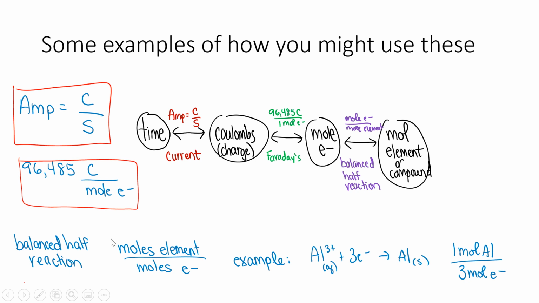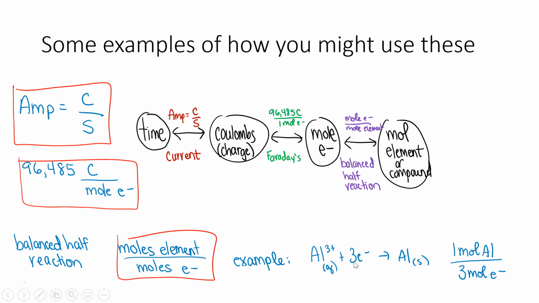And then another ratio that we'll see is when we look at the balanced half reaction, this tells us the ratio of moles electrons per mole element. So this is another ratio we will know. So here's an example so you can see what I'm talking about. Like let's say this is our half reaction.